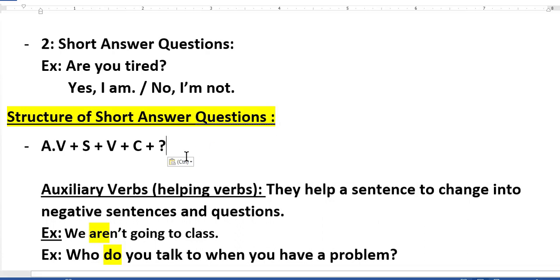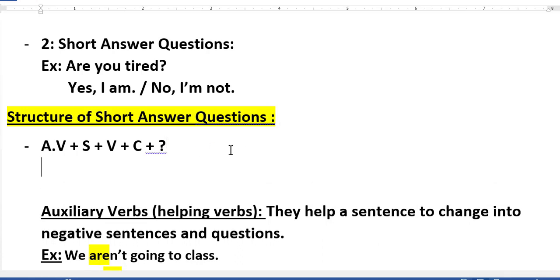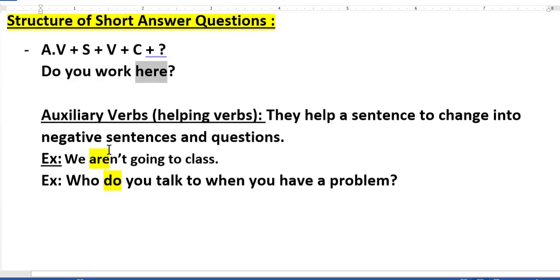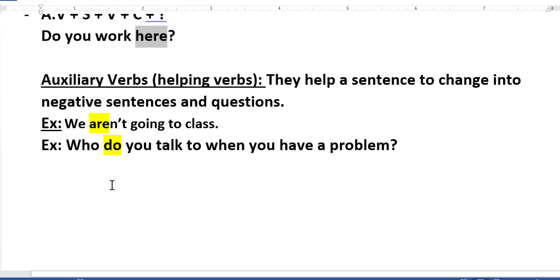This is the structure. First, you have auxiliary. Like if it's simple present, we say do you. And then we have subject. Subject is you. And then we have main verb. Do you work here? Yeah, do you work here? So auxiliary verb, subject. Yeah, this is verb. Work is verb, and then complement. That's it. Okay. So let's talk a little bit about main verb.